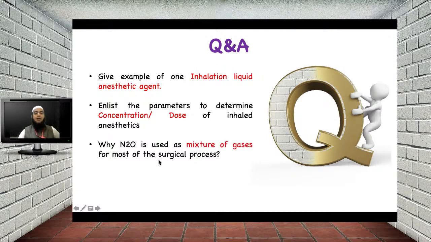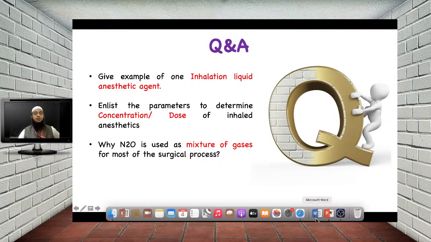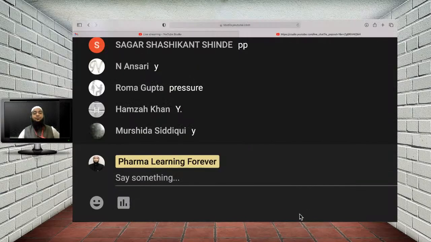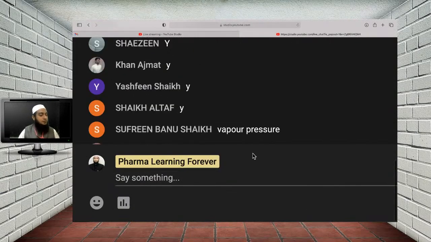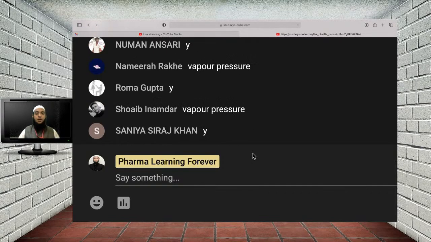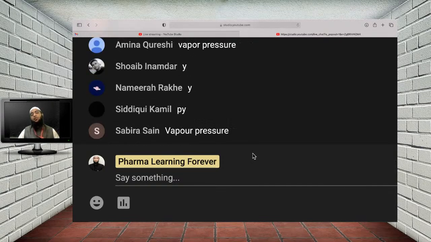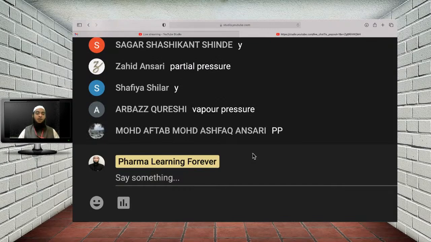Third question is, why is nitrous oxide used as a mixture of gases for most surgical procedures? Just now we have seen that answer. Why is nitrous oxide used as a mixture of gases for most surgical procedures? Come on. What is the reason why we are using it in a mixture form, why we are not using it in its original form, or why we are not giving 100% nitrous oxide? Let's see who gives the first answer.